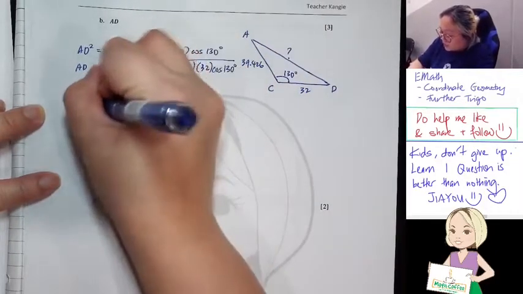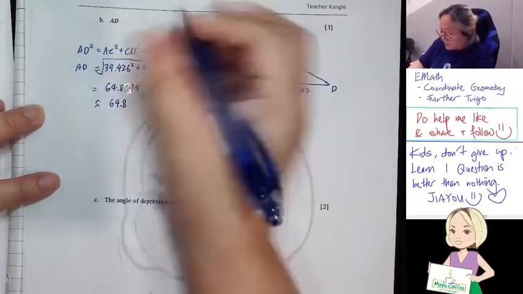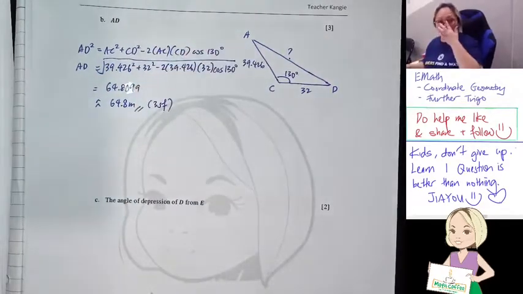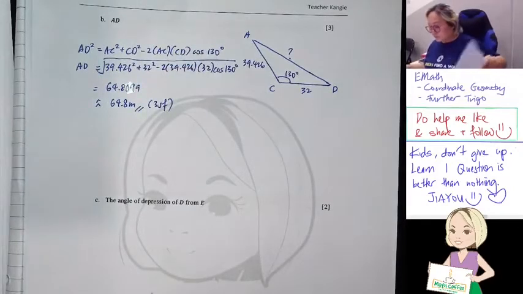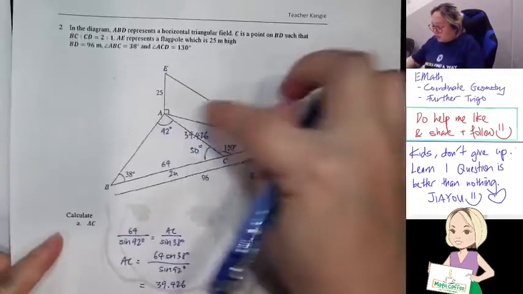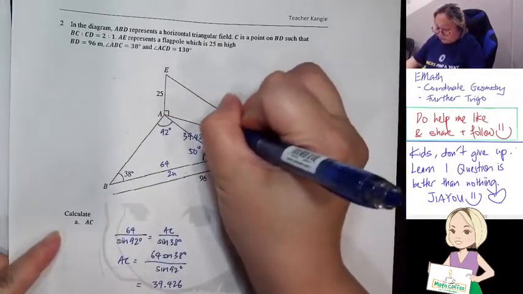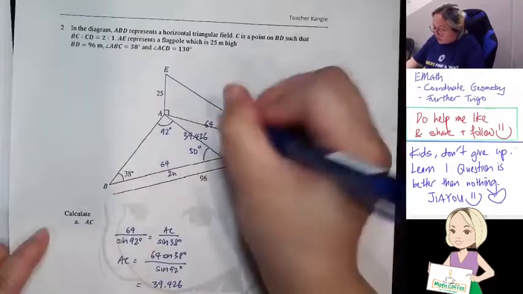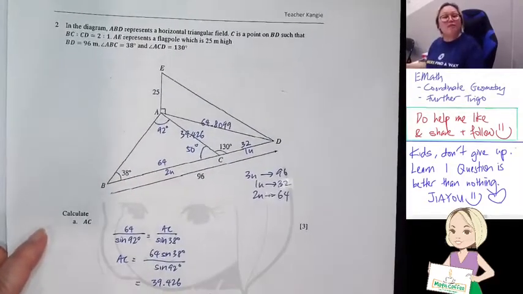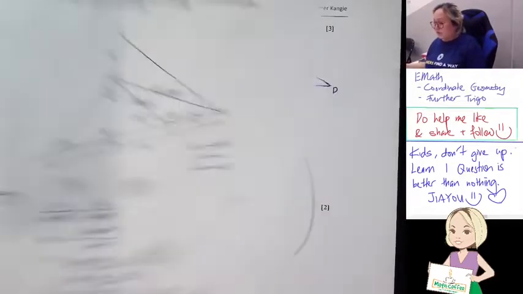Round it off to 3SF, 64.8 meter 3SF. Okay, next. Don't forget to update the diagram. I found my AD, right? So I need to update my diagram. So my diagram AD here, this is 64.8099. Okay, now let's move on.